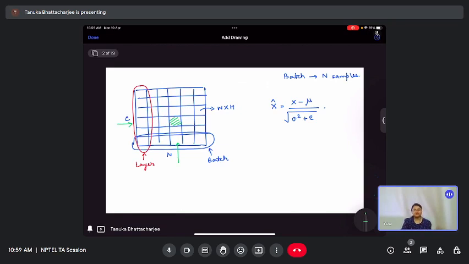Each of the n samples, for each sample, each of the C channels have different values of mu and sigma. You are just taking in this diagram one cell to compute one value of mu and sigma. So this is instance normalization.